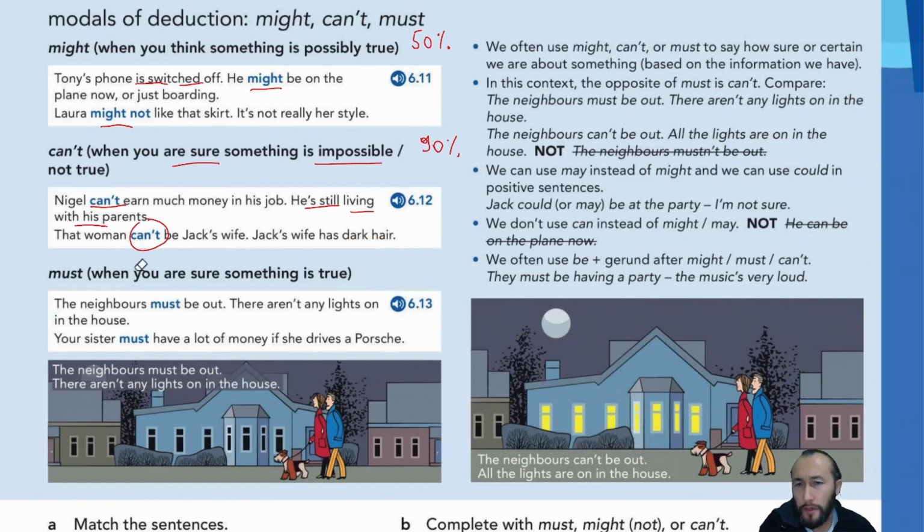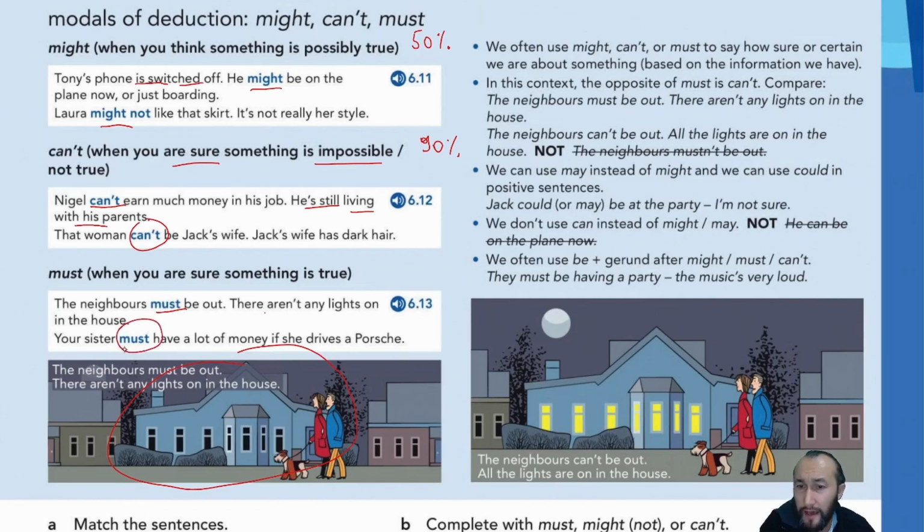Okay. Now, what if I talk about highly certain things? I'm guessing, or I am deducing, with a very high certainty. Then I use must, guys. The neighbors must be out. There aren't any lights on in the house. So based on this fact, I'm very certain that the neighbors are not at home. So I say must be out.